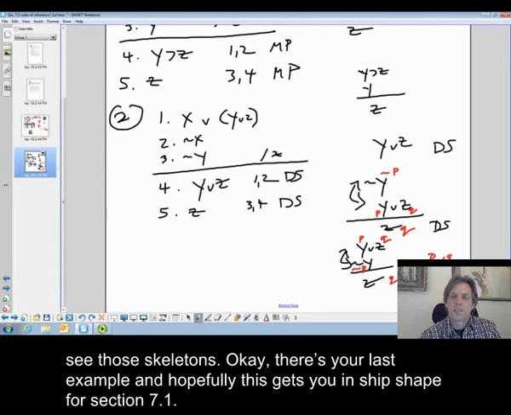Okay, there's your last example, and hopefully this gets you in ship shape for section 7.1.